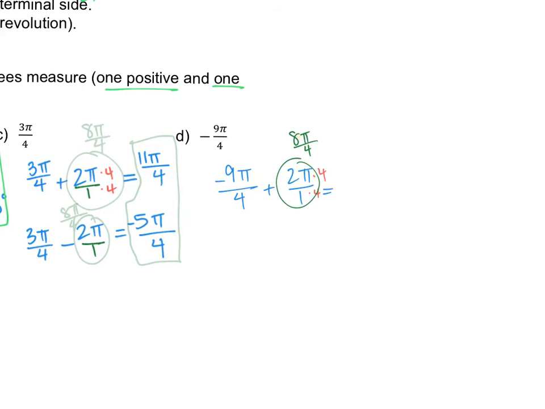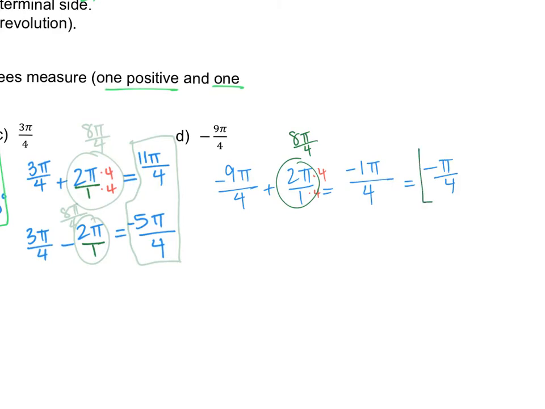And so negative 9 added with positive 8 gives me negative 1 pi. Because negative 9 plus 8 is a negative 1, and then the pi gets carried over. And then the bottoms here are both 4, so I'm just going to carry that denominator over. So this here is technically negative pi over 4. That one there is a little bit redundant, so I'm just going to let go of it.